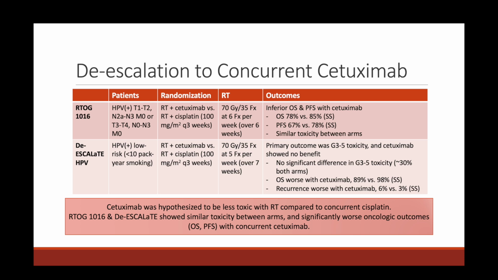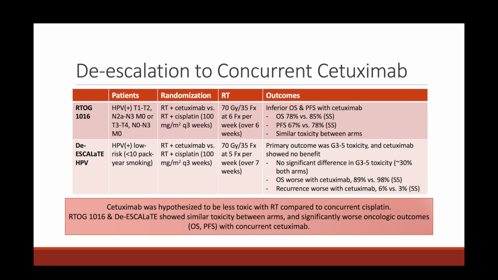Same kind of results in de-escalate as well. The primary outcome was grade 3 to 5 toxicity, and cetuximab did not show any significant improvement in toxicity. It was just around 30% in both arms. And the overall survival was also significantly worse with cetuximab, about 10% worse. And the recurrence risk was also worse with cetuximab. It was doubled, so 6% versus 3%.